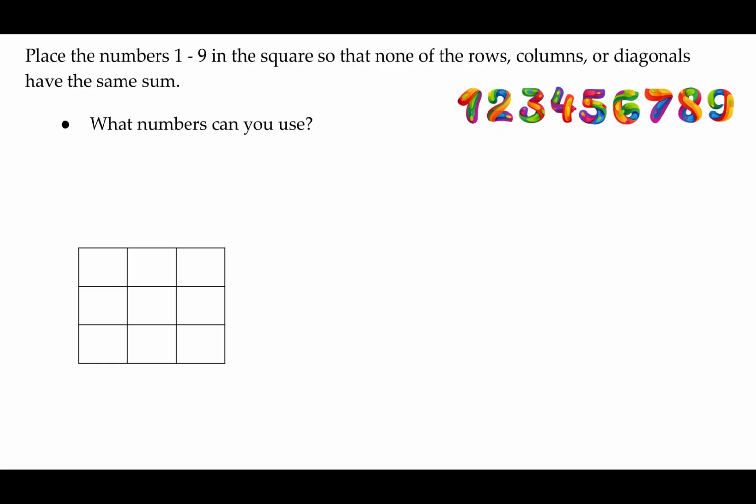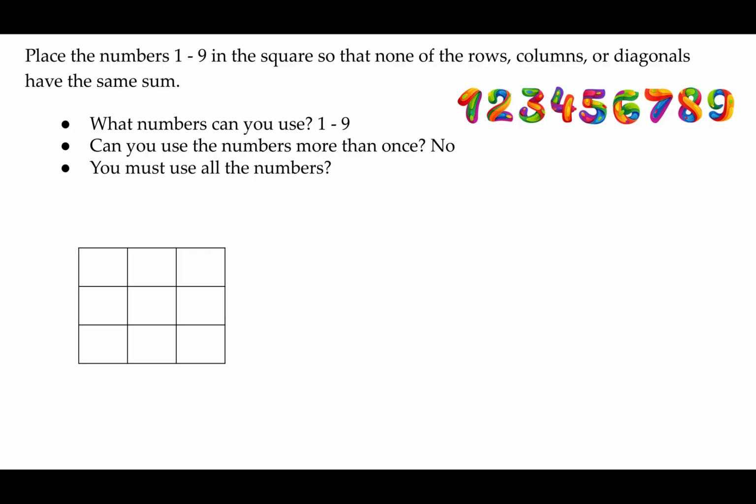First of all, what numbers can you use? We're using numbers 1 through 9, which means we're not using a 0. Can you use the numbers more than once? Well, since there's only one of each, we cannot use them more than once. And must you use all the numbers? Yes, we have to use them all.